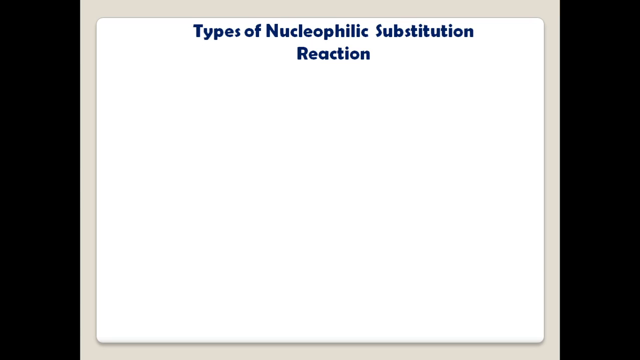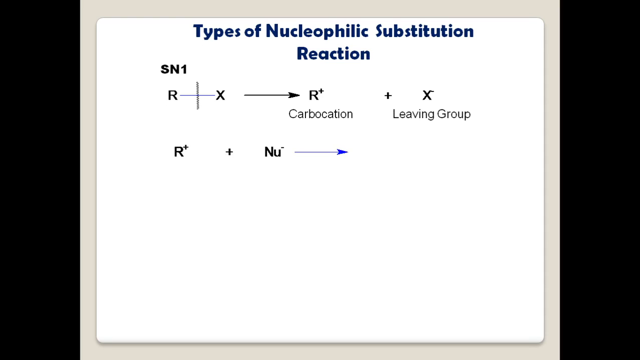Now, let's check the types of substitution reaction. Firstly, SN1. This reaction goes in two steps. In the first step, the C-X bond breaks and a carbocation and a leaving group form. In the second step, we get a reaction between the nucleophile and the carbocation, and we get the final product R-Nu. Here, the first step is slow and the second step is fast.